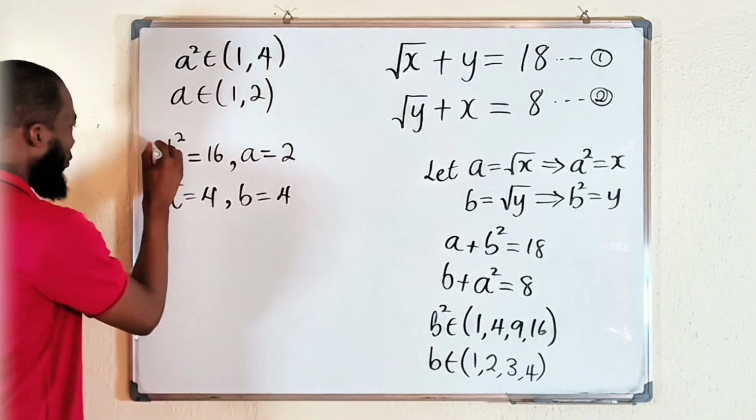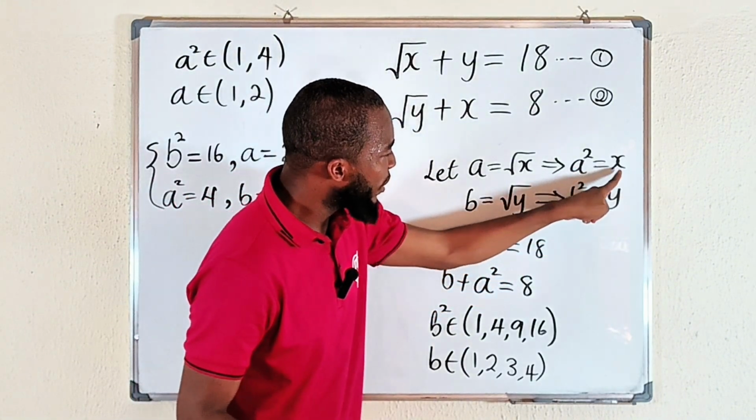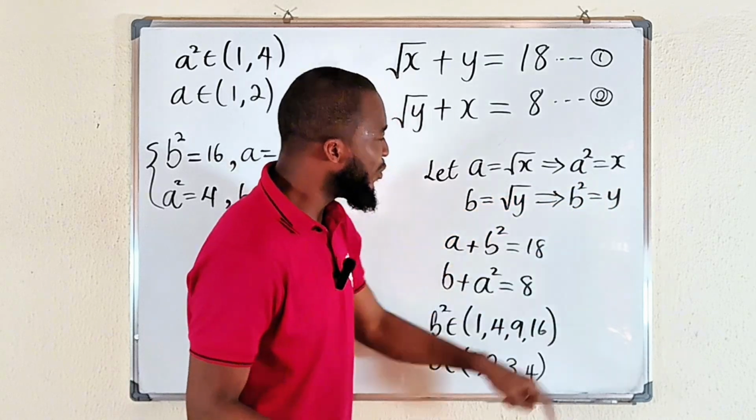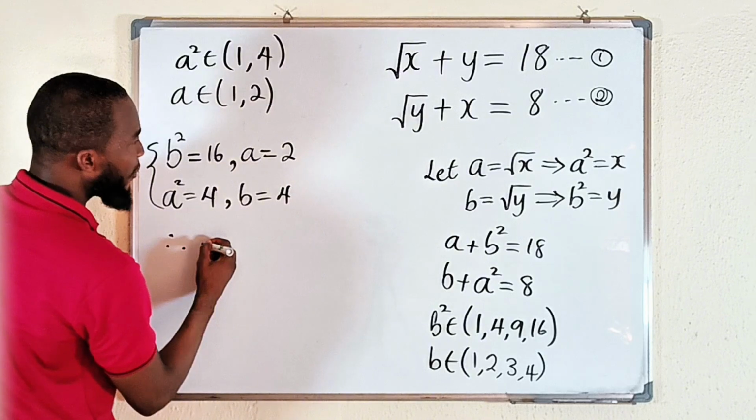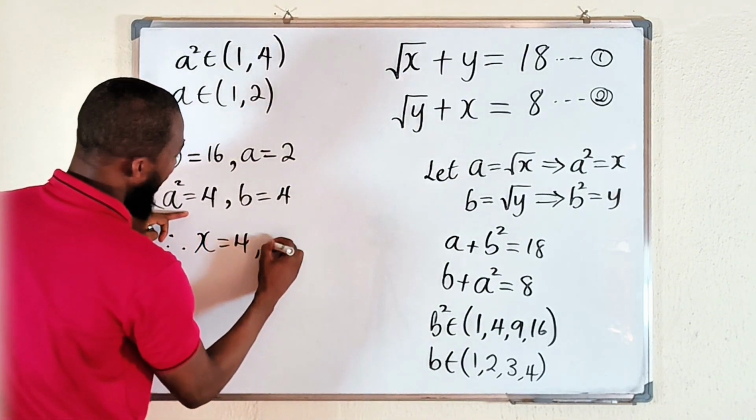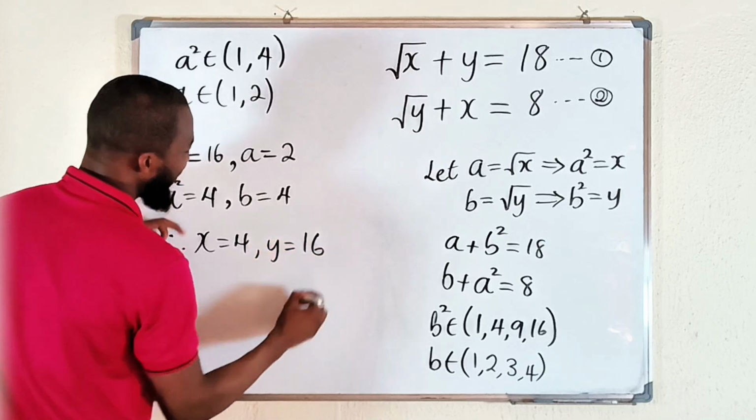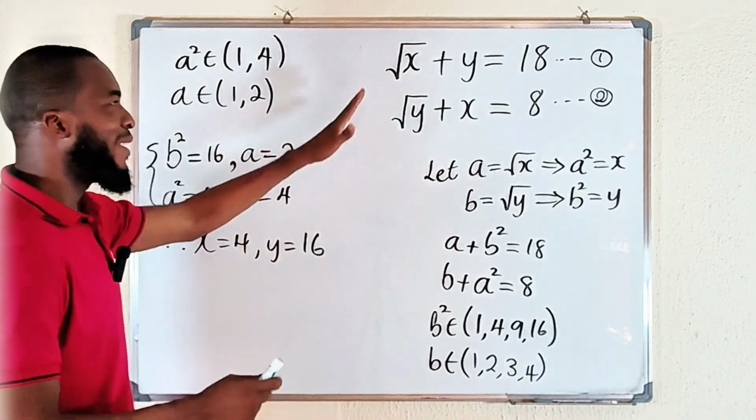But remember, this is what we are looking for, b squared and a squared, because we have declared a squared to be x and b squared to be y. Therefore, b squared is y, right? So let me start with a squared. Therefore, x is equal to 4 and y is equal to 16. These are the valid solutions for this system of equations.